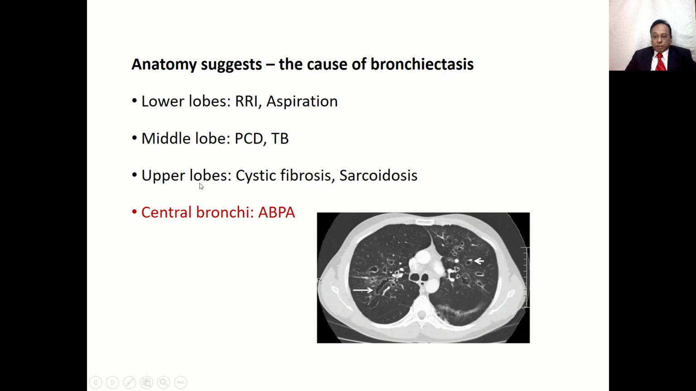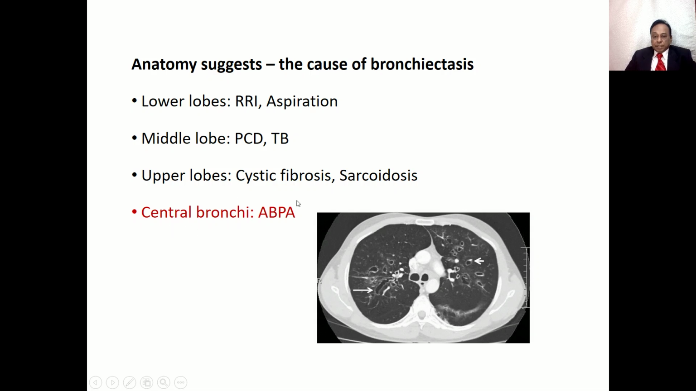Upper lobes are typically involved in cystic fibrosis. Sometimes cystic fibrosis produces a non-segmental distribution of bronchiectasis. I think it's a very, very important point, non-segmental. It doesn't follow the segmental distribution. There is a non-segmental distribution.